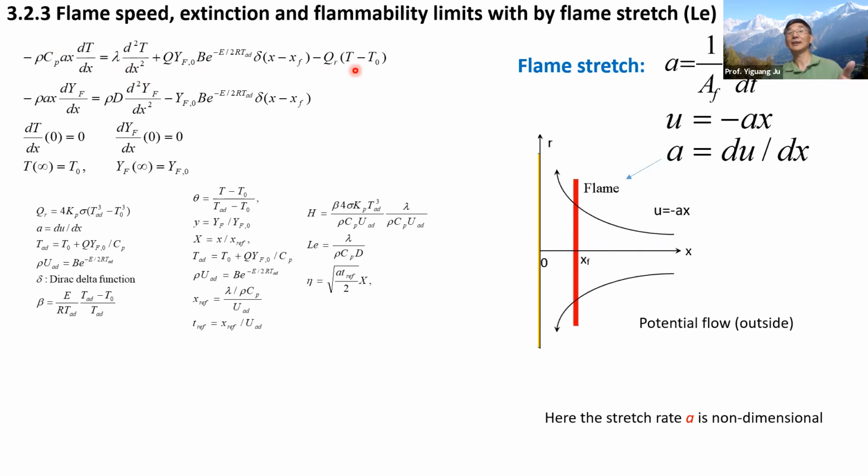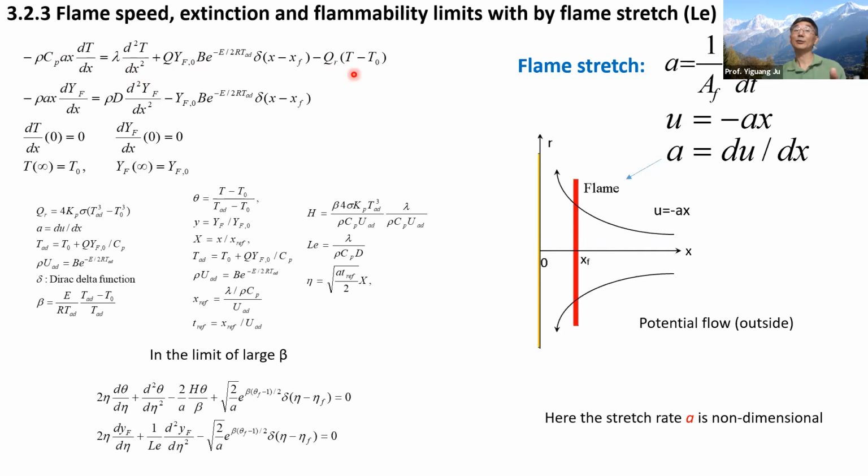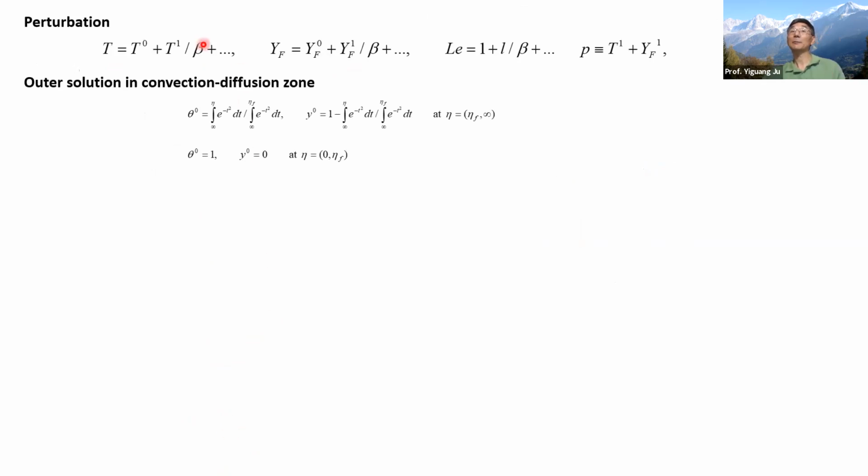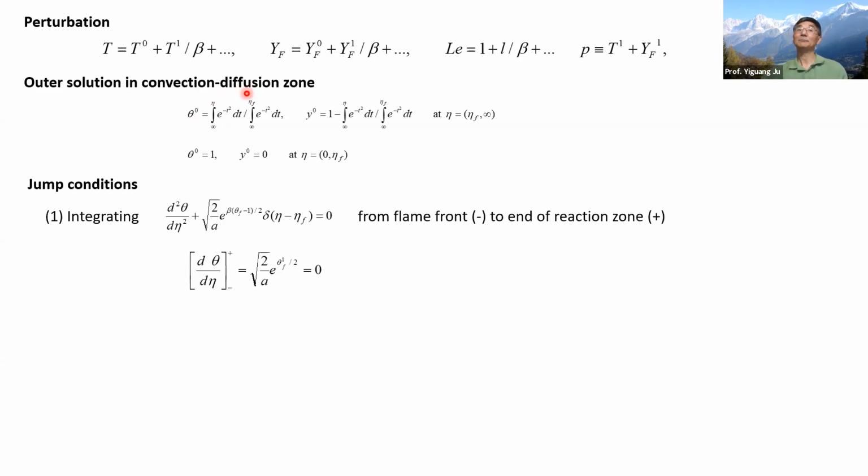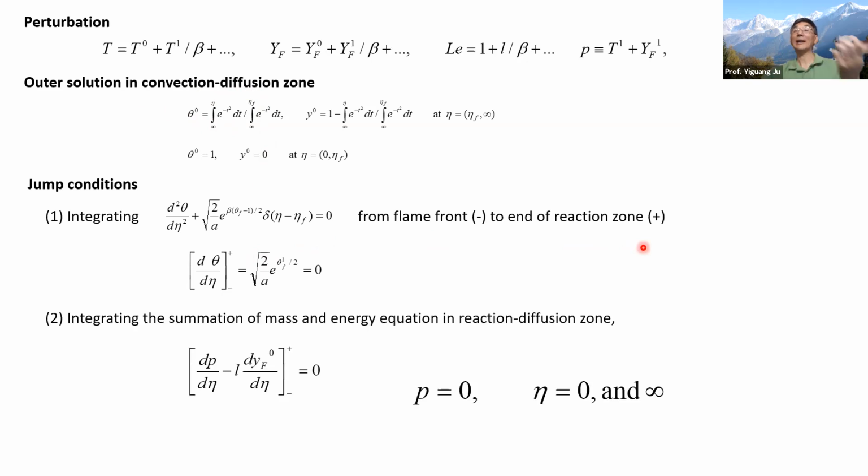You can follow my slides, and you can, for example, normalize the two equations, and then you do the perturbation about temperature, for example, and then you integrate the convection-diffusion zone with no reaction, and you develop this jump condition across the flame front from an unburned region to a burned region, and then you do a matching of jump conditions for the mass and energy equations. So with that, you put it back into the governing equation, and you can get the solution.